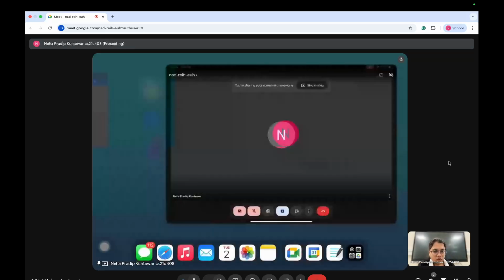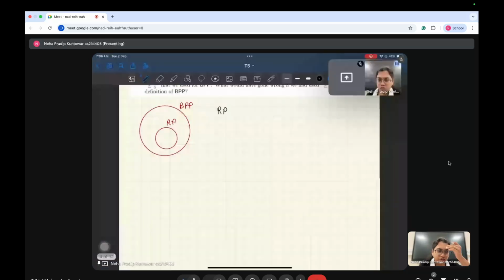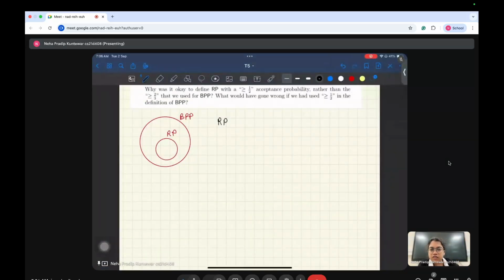Okay, let's see if this works. I've started the screen share again.